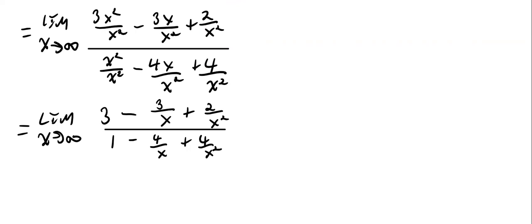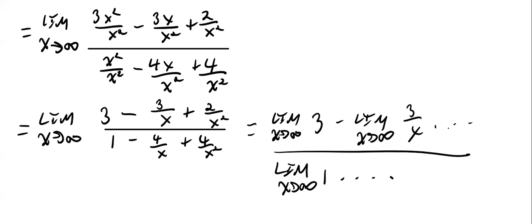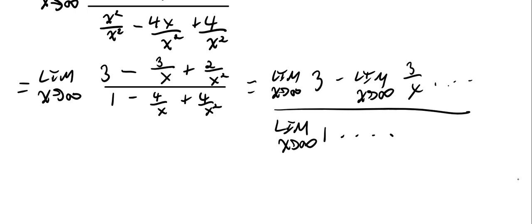Okay, so now the thing to know is, now we could separate with our rules of limits. We could say that this is the limit as x approaches infinity of 3 minus the limit as x approaches infinity of 3 over x, and so on. And the same thing in the bottom, the limit as x approaches infinity of 1, and so on. I don't usually go through every single one of those steps. I'm going to look at the limit of each of these pieces and write down the result. The main thing to know here is that when we have any function that has an x in the denominator, or an x squared, or an x cubed, or anything like that, think about what happens here. Okay, so let me write this down.